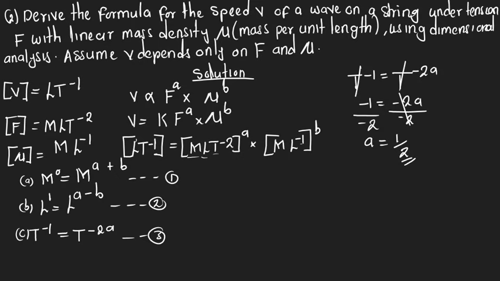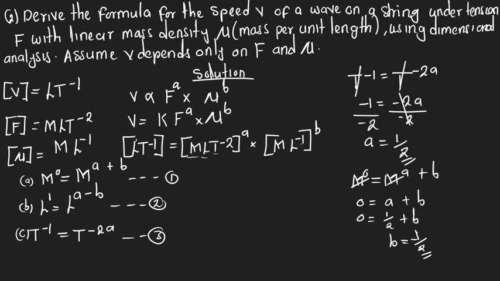Let's try to find the value of b. We can use the first or the second equation. Okay, let's use the first equation. If we're using the first equation, M to the power 0 is equal to M to the power a plus b. We can cancel the bases. We're going to have 0 equal to a plus b. Then, of course, we know that our a is 1 over 2, implying that our b is going to be negative 1 over 2.